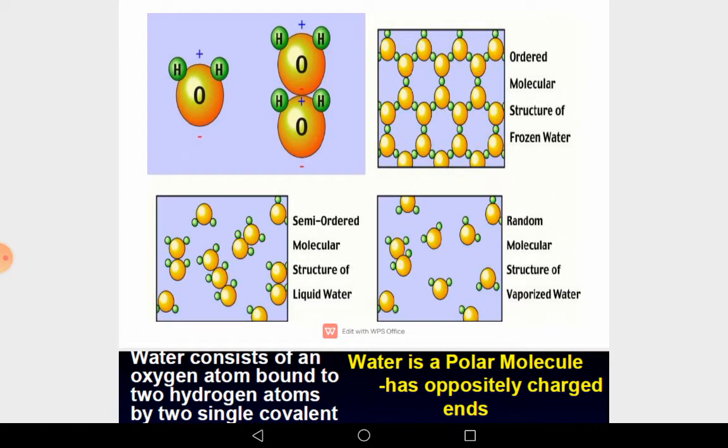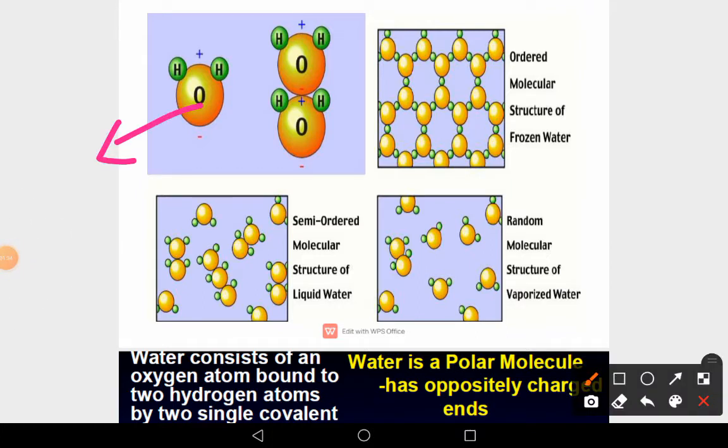So water consists of an oxygen atom bound to two hydrogen atoms by two single covalent bonds. Water is polar in nature and has oppositely charged ends. This is how the structure of water is. This is the central oxygen atom which is negatively charged, and you have two hydrogen atoms bound to the oxygen atom and they have a small delta plus charge. This is how polar the water is. It possesses both the charges.